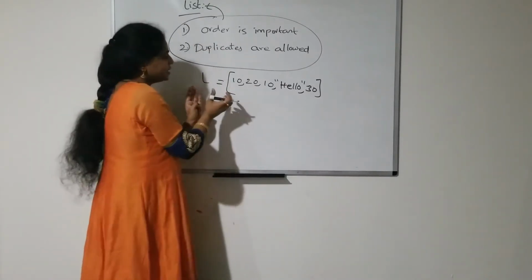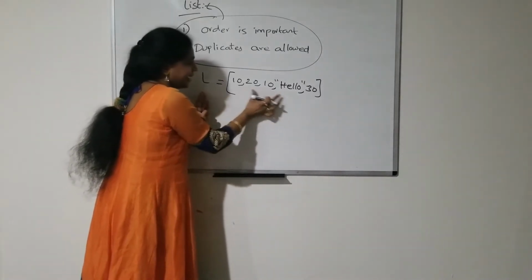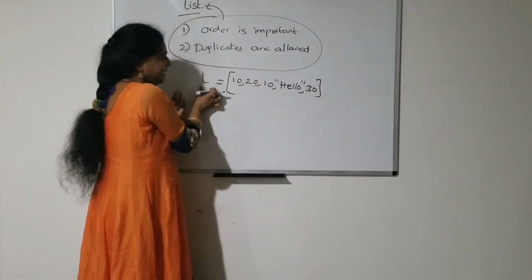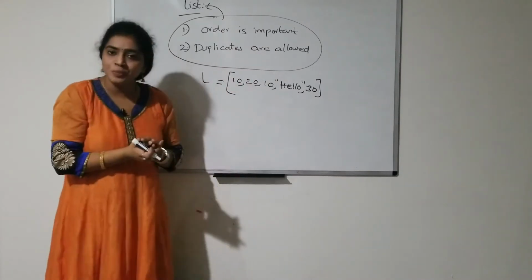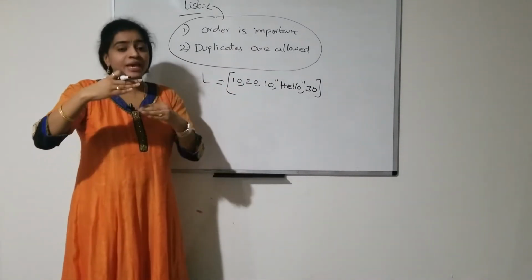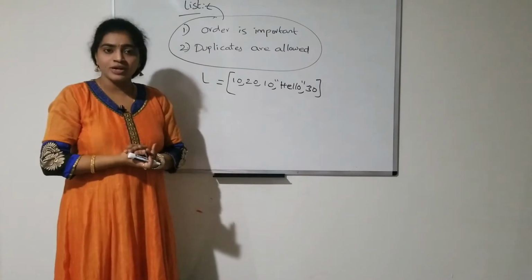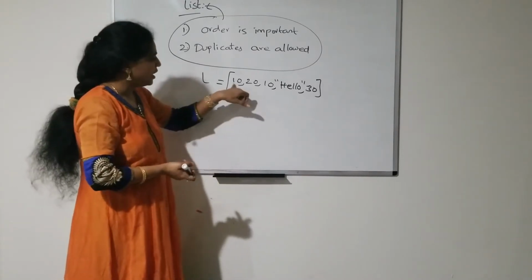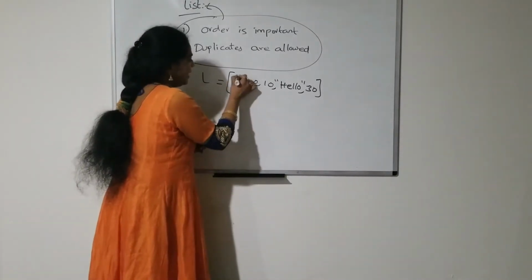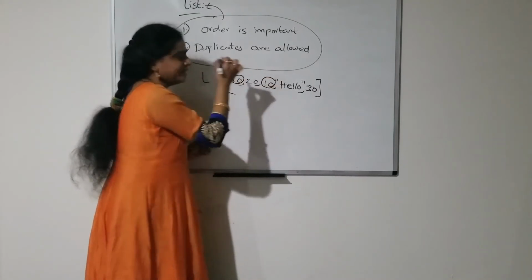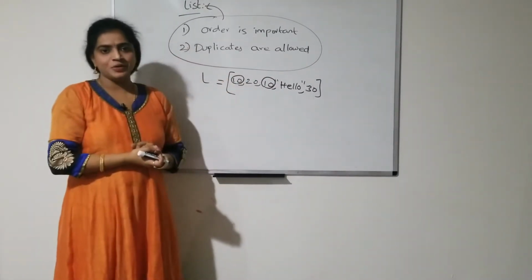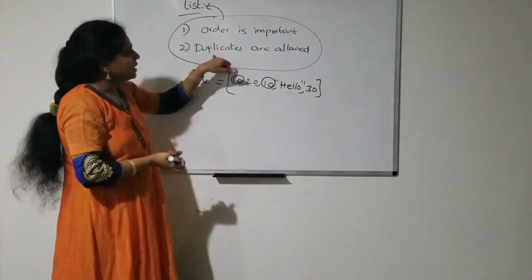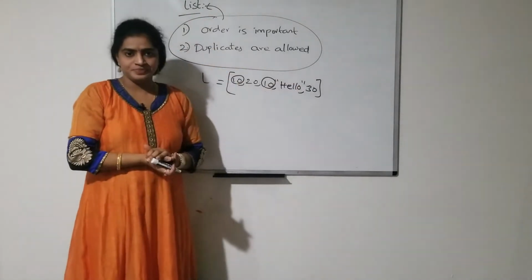So, a list data type is a collection of objects as a single entity in which order is important and duplicates are allowed. What is meant by duplication? You can use the same object again and again, that is called duplication. So, here see, if you consider 10, again I use the 10 object in the same list. This is called duplication. So, here in the list duplicates are allowed.